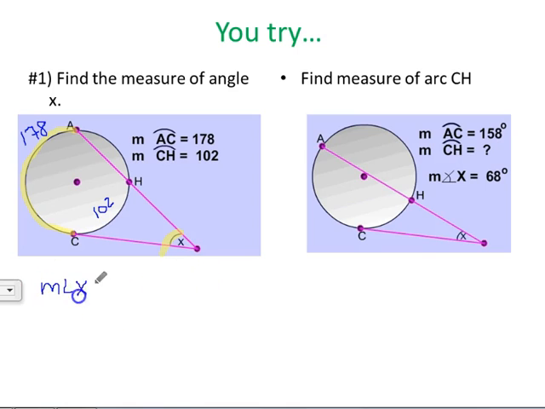Well, for the measurement of angle x, we take the larger of the two arc measures and subtract from it the smaller of the two. And we get 178 minus 102, and I get 76. So the measurement of angle x is 76 degrees.